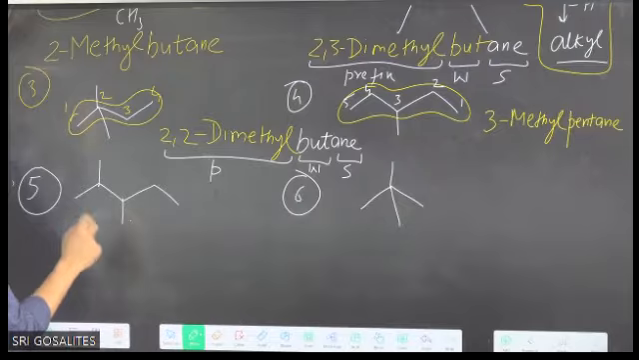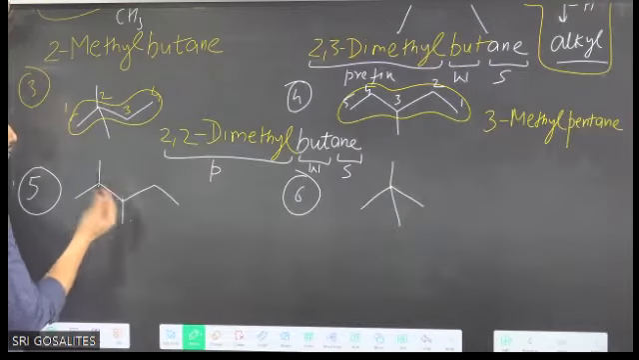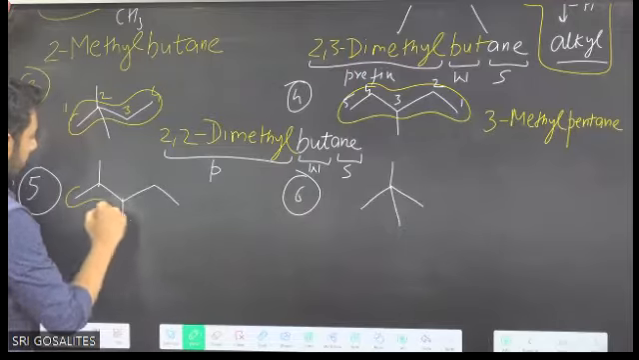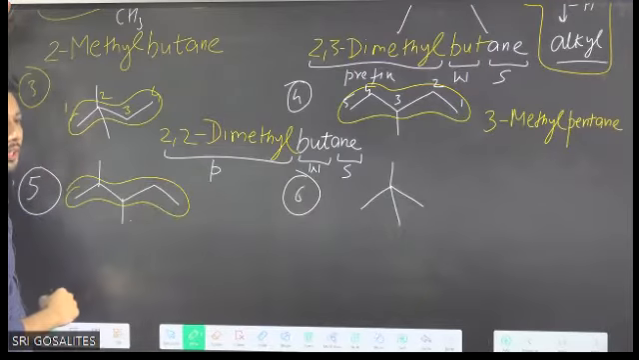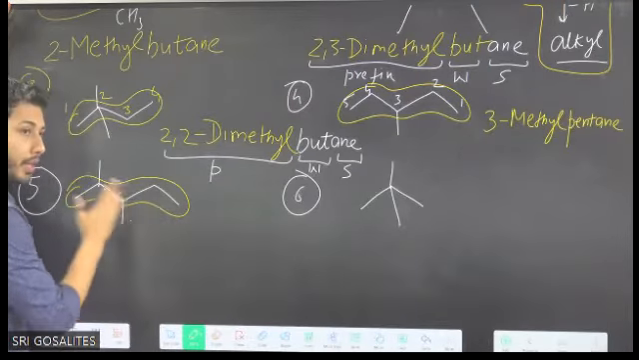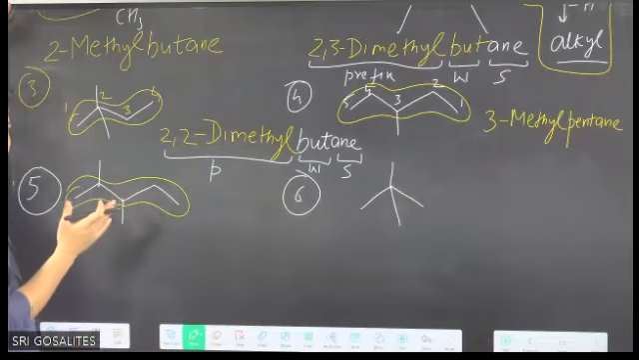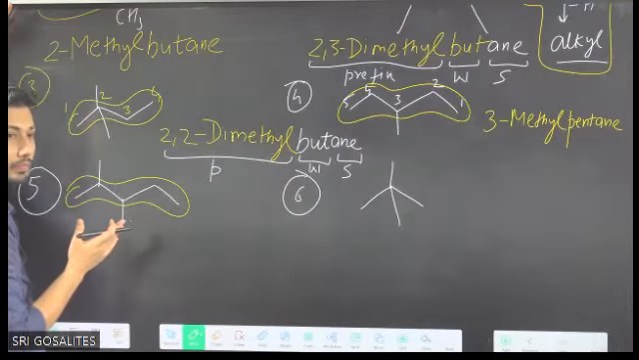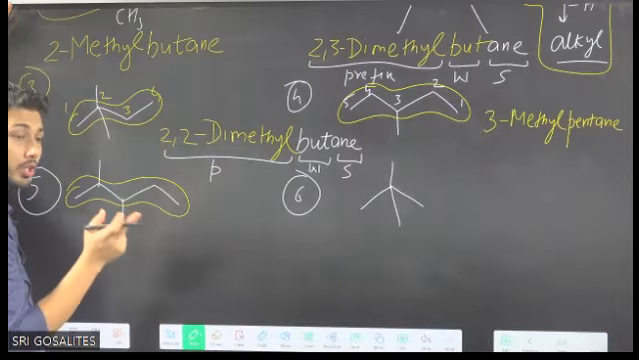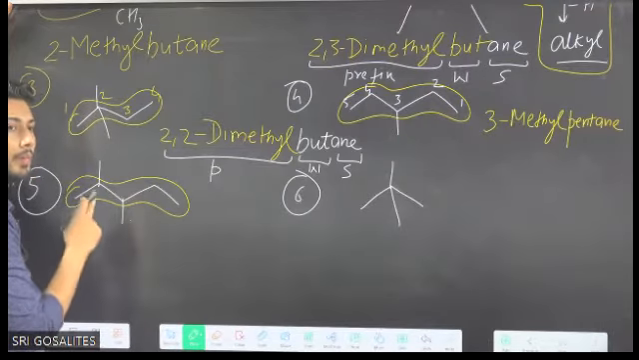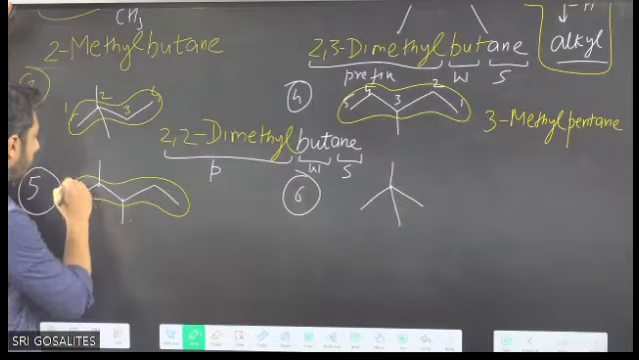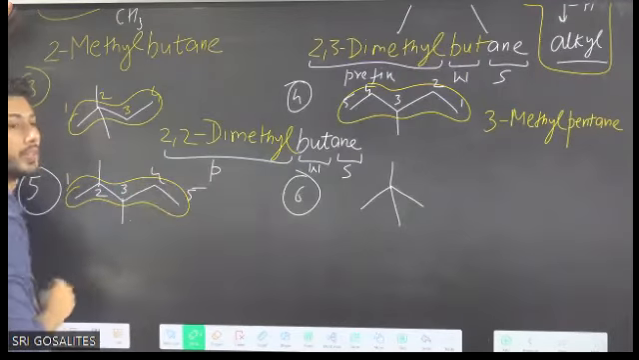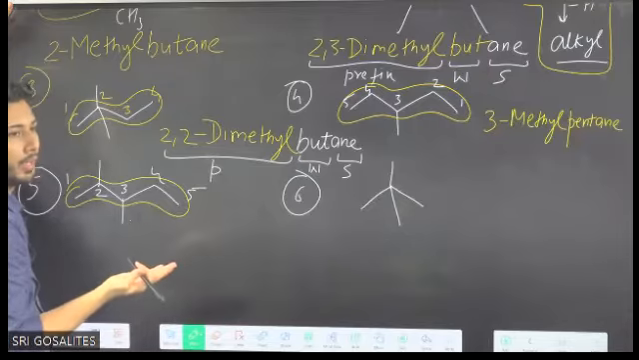Now look at the fifth. In the fifth, I'm giving very easy examples. You can directly select the longest chain. Okay, numbering from which side? Left side or right side? Why left? Because after selecting the longest chain, we give the minimum number to the substituents. That's why 1, 2, 3, 4, 5. Numbering done. Now naming.